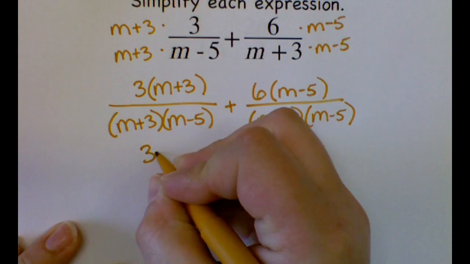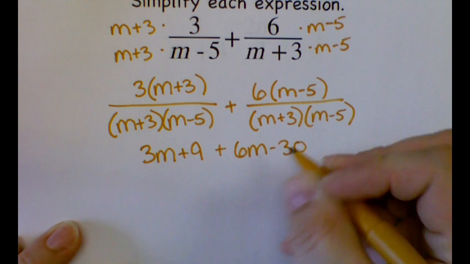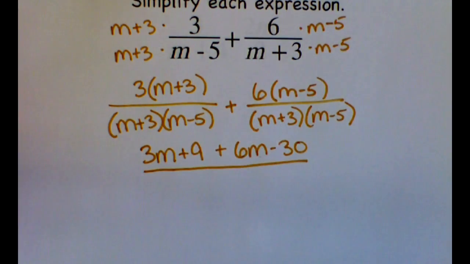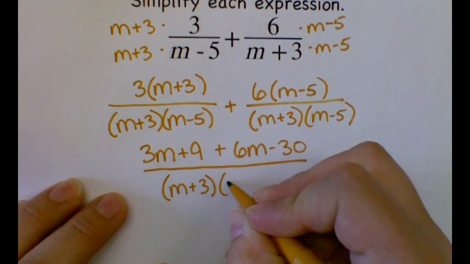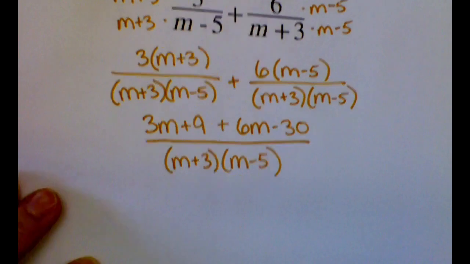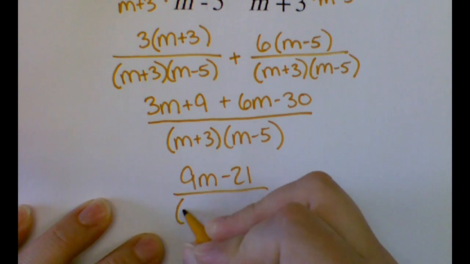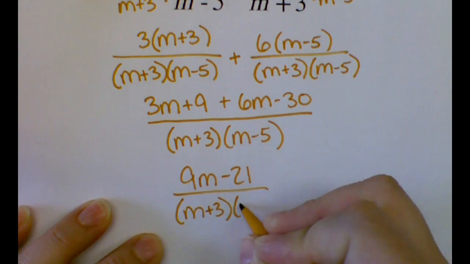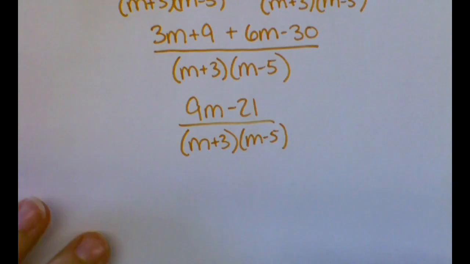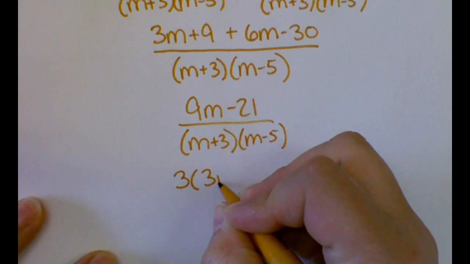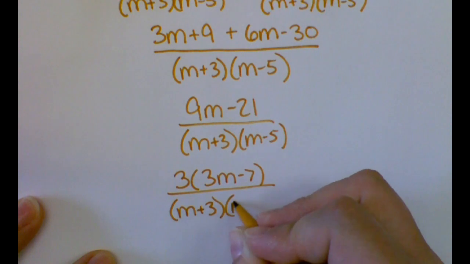So I have 3m plus 9 plus 6m minus 30, and I'm going to combine it all into one fraction because I can already tell they have the same denominator, m plus 3 times m minus 5. Combine my like terms, I get 9m minus 21 over m plus 3 times m minus 5. The only step further we could take is to take the GCF out of the numerator, and that's just a 3. Leaves me 3m minus 7 over m plus 3 times m minus 5.